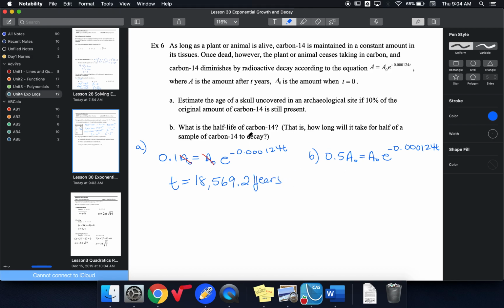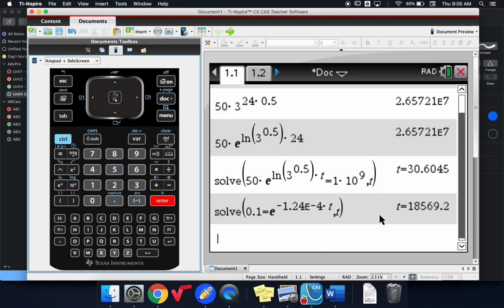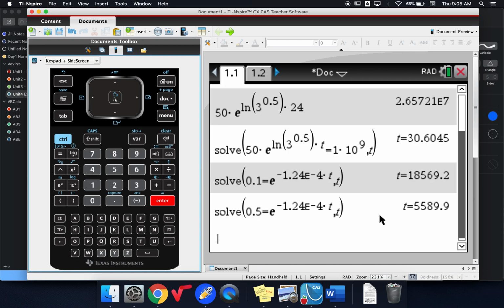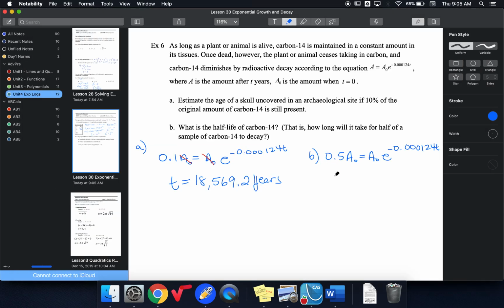All right, how long will it take for a half-life? So I want half of my carbon remaining. Same idea, except this time, instead of 0.1, I'm going to solve for 0.5. So I'll go ahead and change that out. All right, and it takes less time. So in this case, I could say 5,589.9 years.